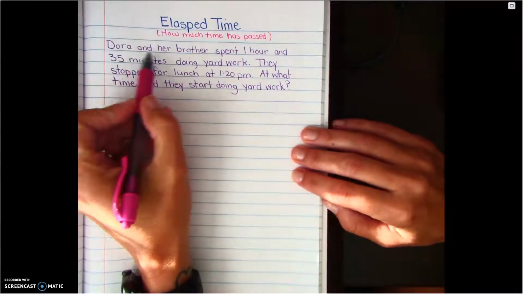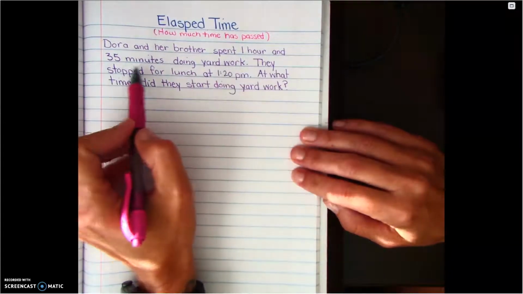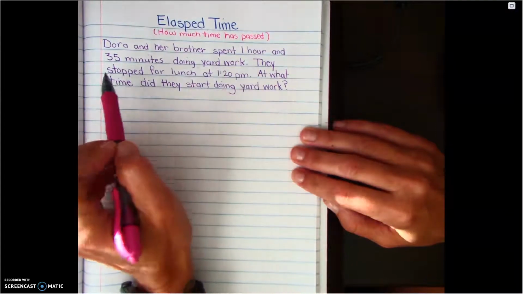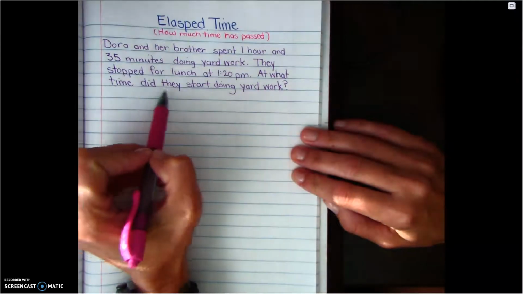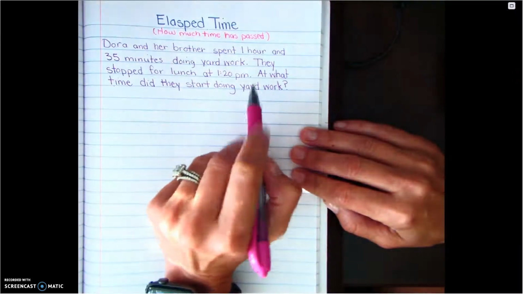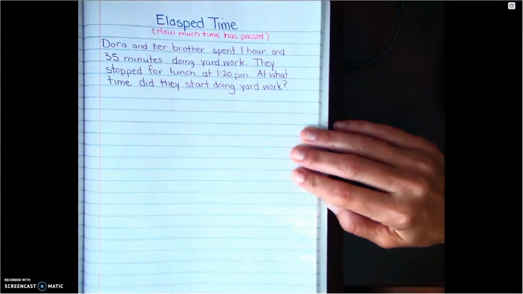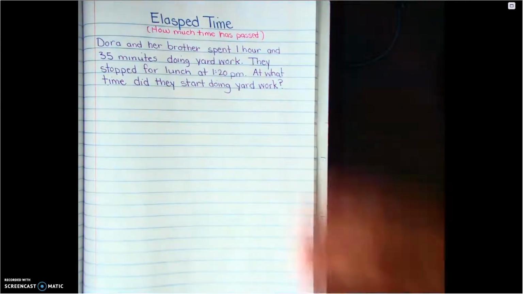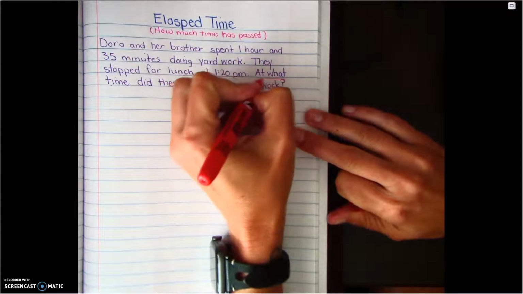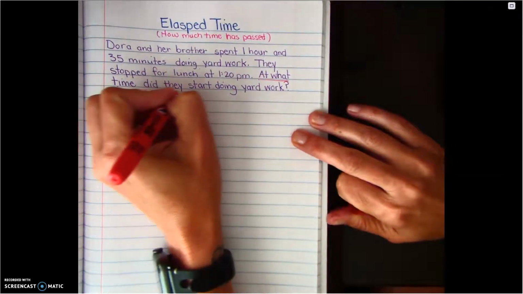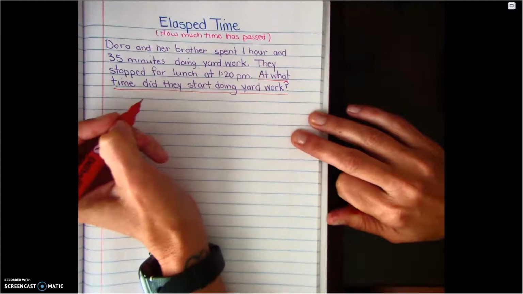All right, Dora and her brother spent 1 hour and 35 minutes doing yard work. They stopped for lunch at 1:20 p.m. At what time did they start doing yard work? So our question is, at what time did they start doing work? So what do we know?